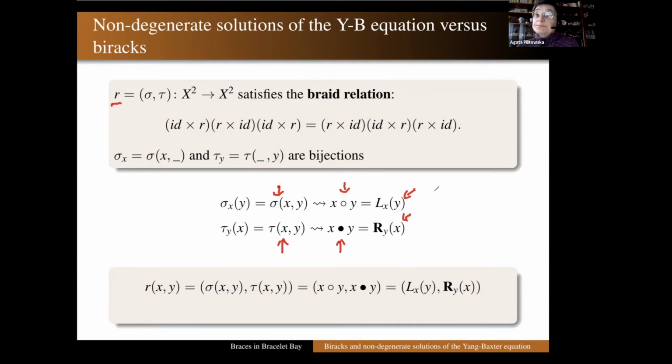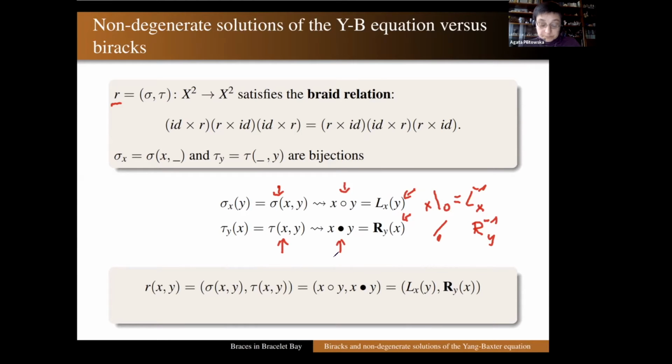And we define the division with respect to the left operation as the inverse of the left translation, and the right division as the inverse of the right translation.